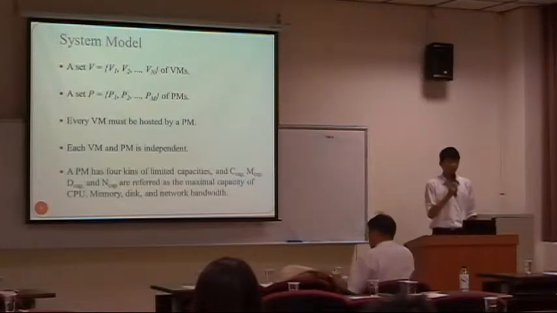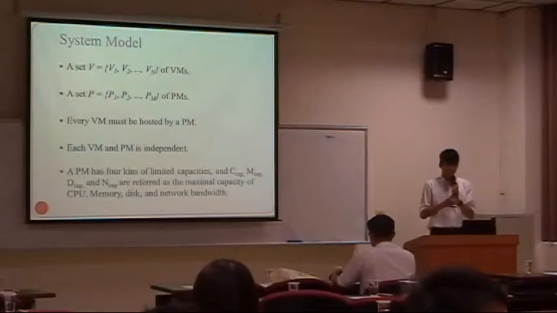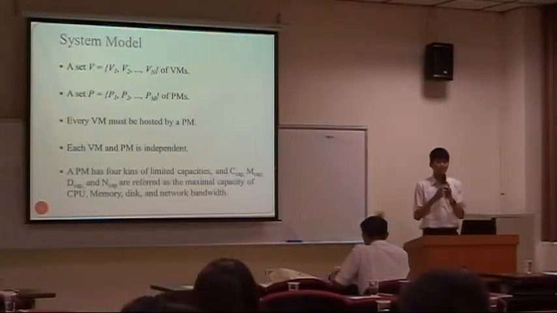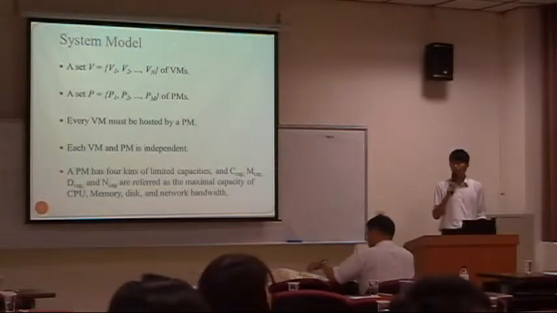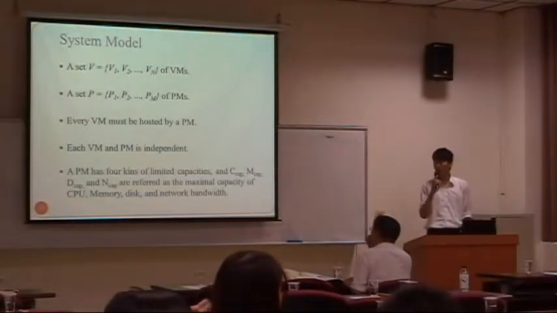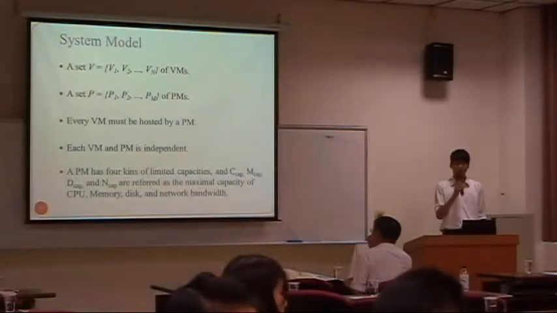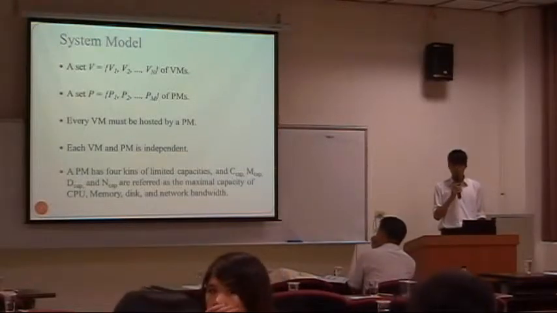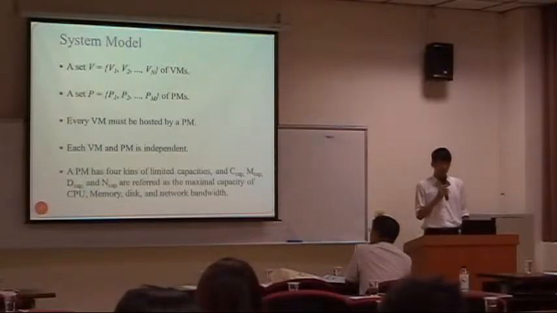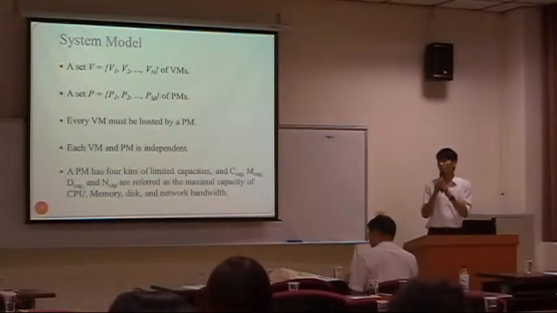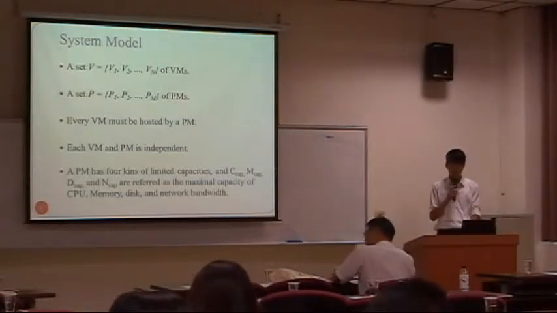System model. Here we have two sets in the cloud computing system: one is a virtual machine set and the other is a physical machine set. Each virtual machine and physical machine is independent. Virtual machines have no data dependency, and the physical machines will not use their capacity together. A physical machine has four kinds of limited capacities: CPU, memory, disk, and network bandwidth.